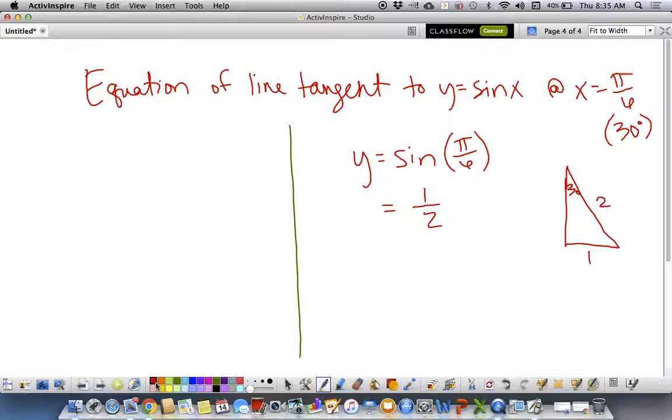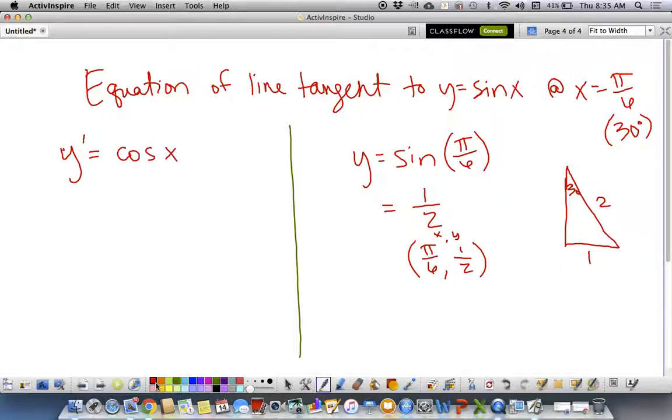So I'm gonna go over here and say, what is x? Pi over 6. What is y? 1/2. So this is my x and my y, the point that we have. What is that other step again, Owen? Find the derivative. Yes, the derivative. Cosine.